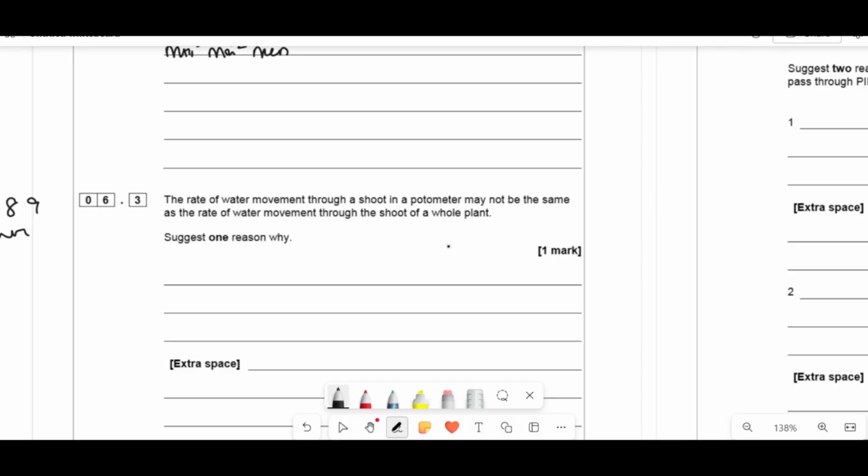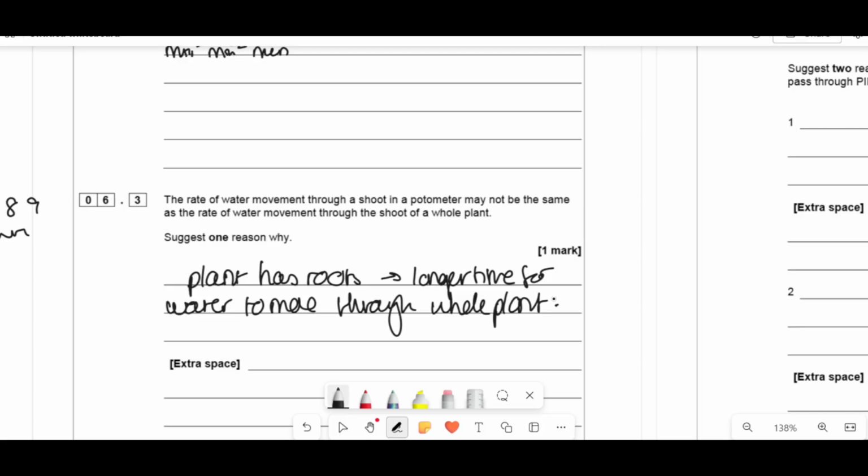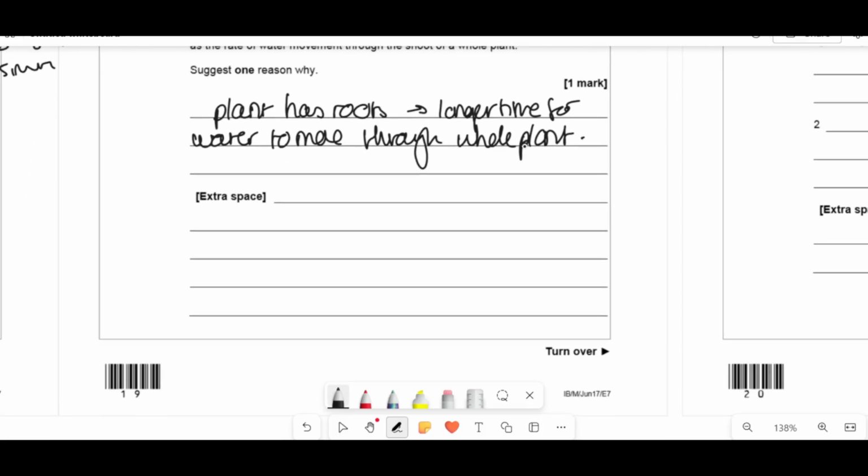Well, in real plants, the water enters the plant via the roots. So just one reason why is that the plant has roots, which means there might be a longer time for the water to move through the entire plant. I'm not too sure why there's a huge space here, because it's one mark, and I just find that really odd. But there you go.